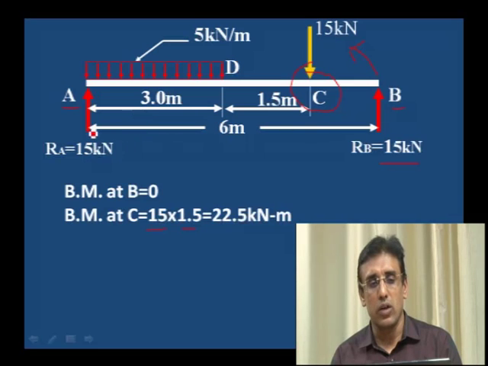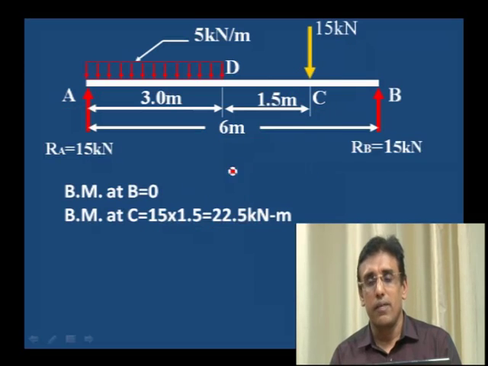How is this? The total span is 6 meter. 6 meter minus 3 minus 1.5 is 4.5, and if we subtract it, we get the distance from C to B as 1.5. Therefore, 15 into 1.5 is the moment at C. This is the bending moment value at C, 22.5 kilonewton meter.